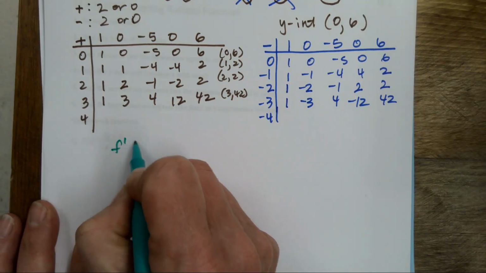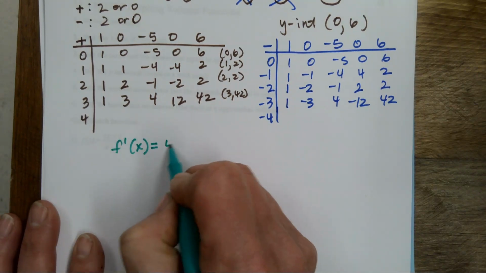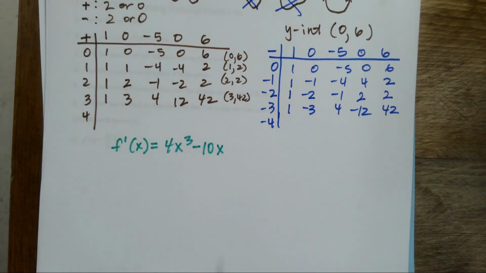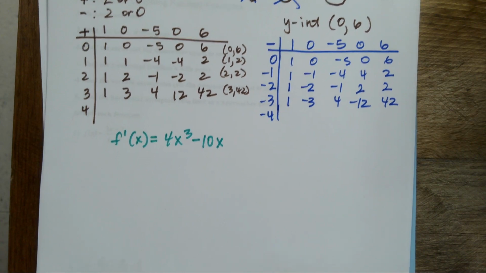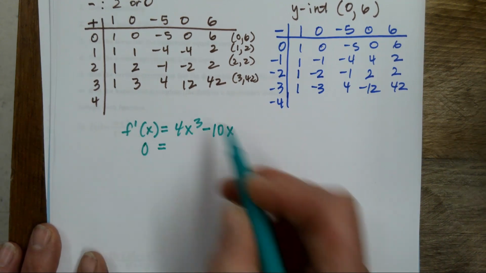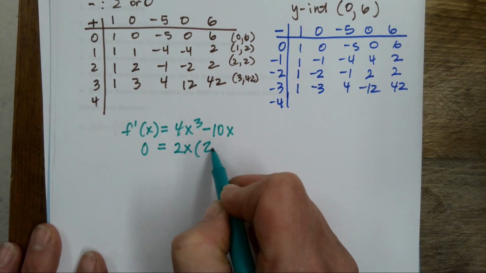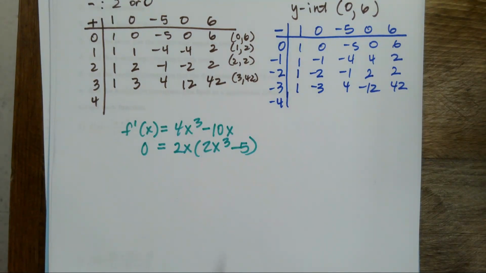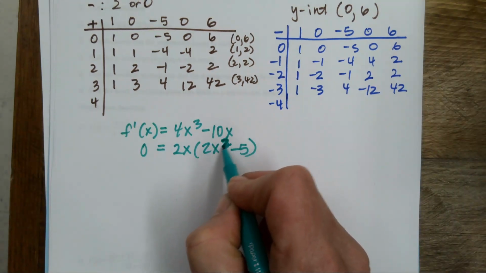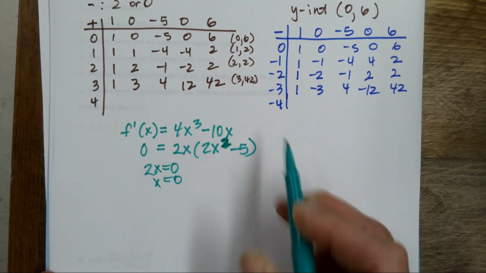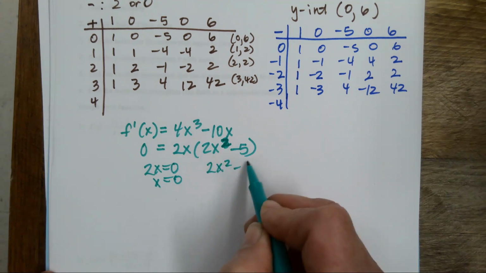So f prime of x is 4x cubed minus 10x. Does that seem reasonable? I'm not happy about it because that doesn't look easy to factor. I'll set it equal to 0. I'll pull out a 2x. That's 2x squared minus 5. So 2x is 0 when x is 0. And 2x squared minus 5 is 0.